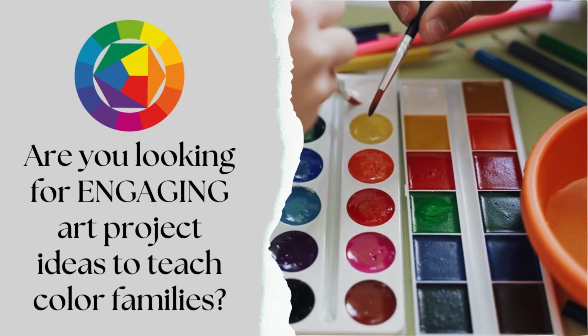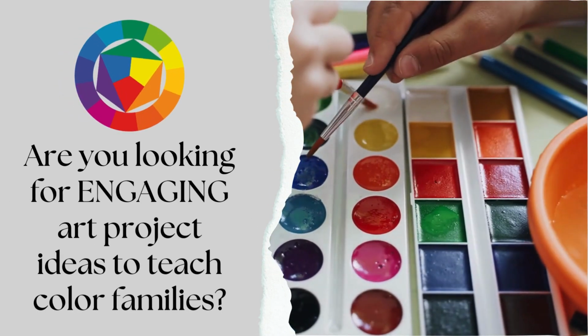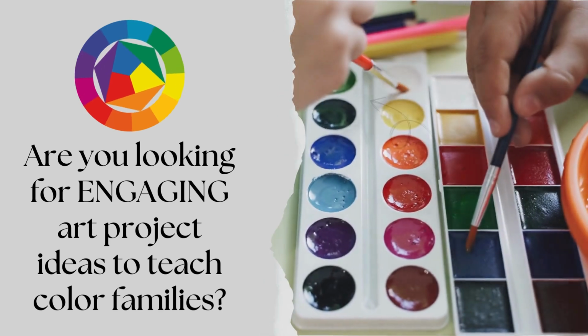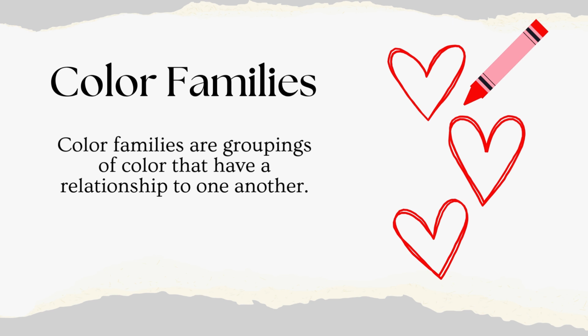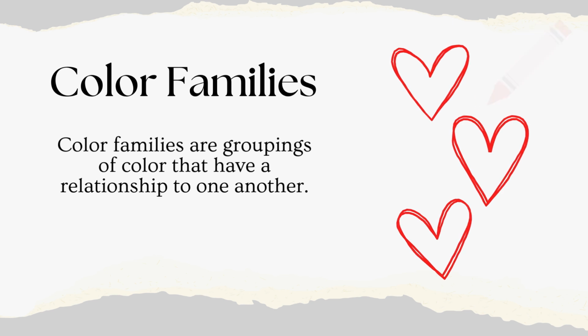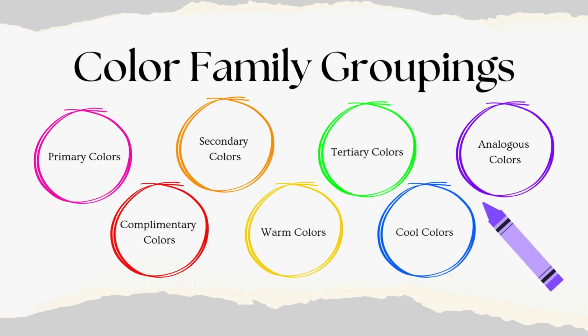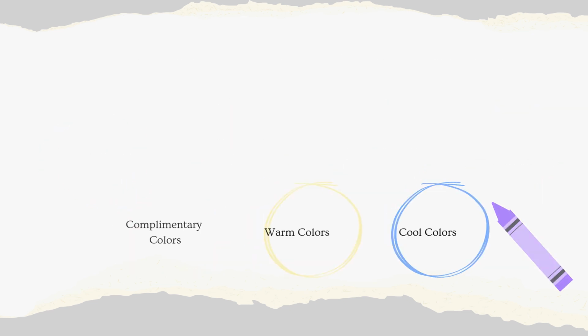Are you looking for engaging art project ideas to teach color families? Color families are groupings of color that have a relationship to one another. The color family groupings are primary, secondary, tertiary, analogous, complementary, warm, and cool colors.